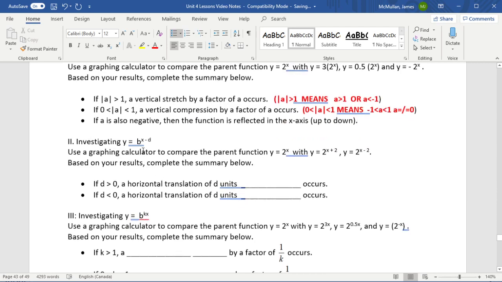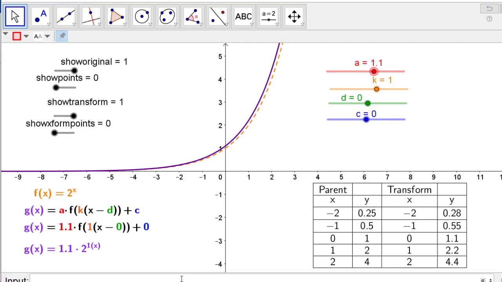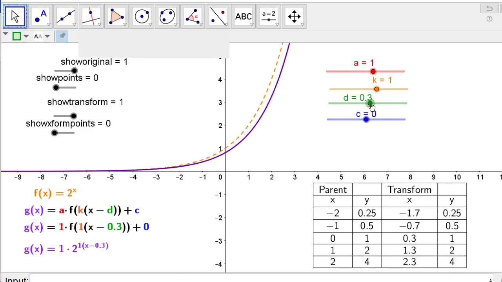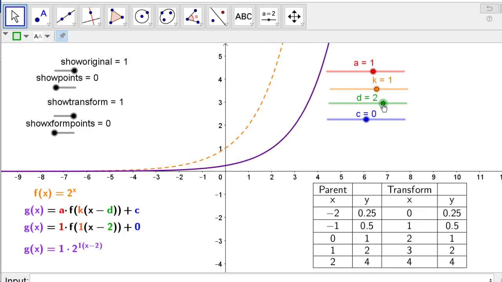Okay? Now, what about when we include a d value? Here it's asking 2 to the x, 2 to the x plus 2, 2 to the x minus 2. Alright, so let's set a back to 1. And now let's start moving d. Basically, if you look down here, all the y values are identical. All the x values have moved over by 2. And what does this look like in terms of the function? The function has been shifted 2 to the right. Notice again, it's x minus 2 because it's x minus d.